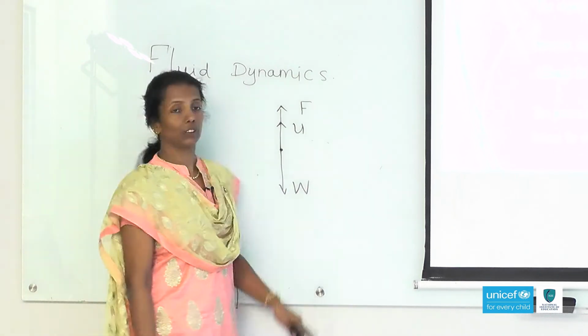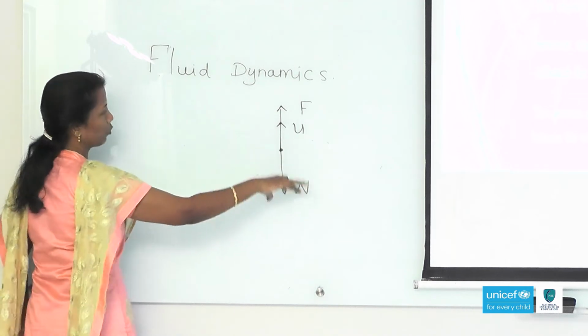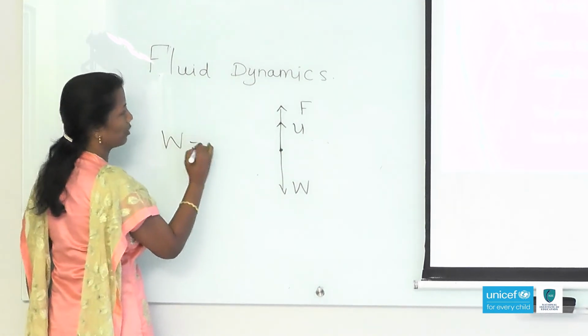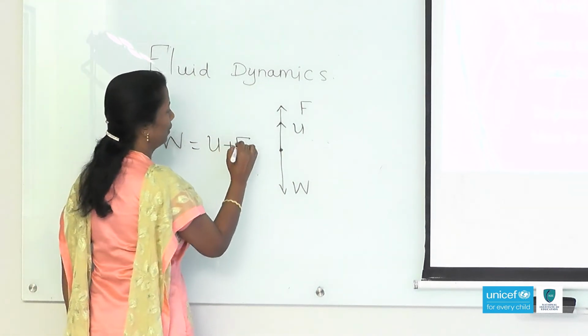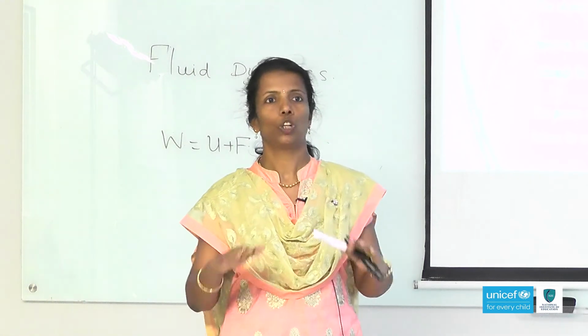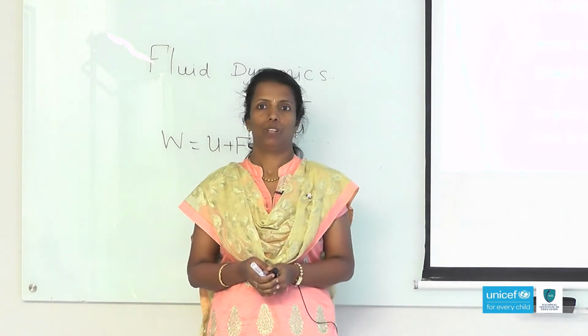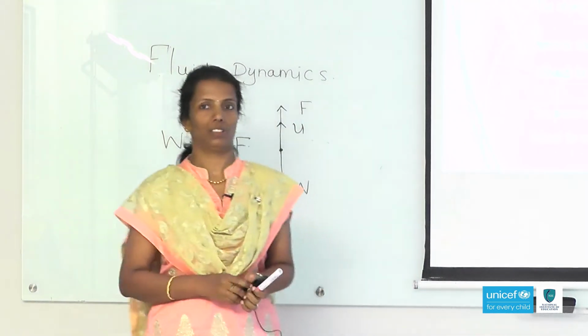So, when we say the forces are balanced at terminal velocity, the downward force is equal to the upward force. So, W is equal to U plus F. When this condition is satisfied, the object reaches its constant maximum velocity, which we call the terminal velocity.